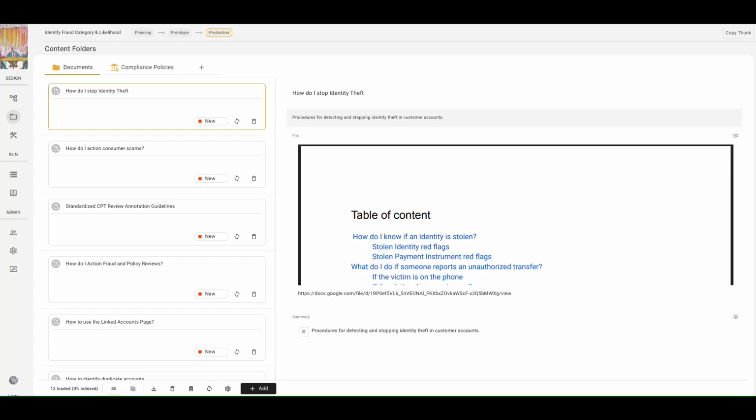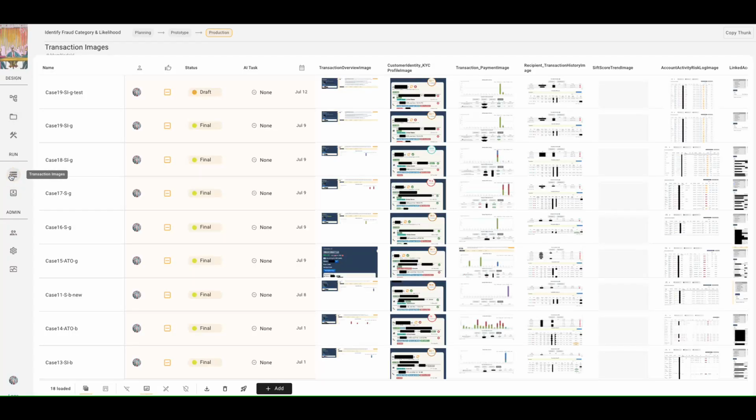Additionally, when a new SOP is introduced or an evolving fraud pattern is documented, it can be fed directly into the Thunk. No retraining, no delays. The new rules take effect immediately, ensuring that the next transaction that comes into the workflow always reflects the latest company guidance. Thank you so much for watching this demo.